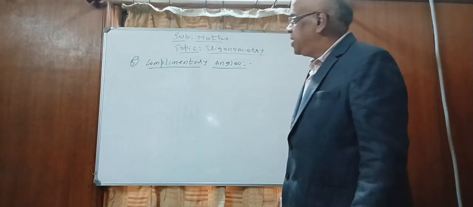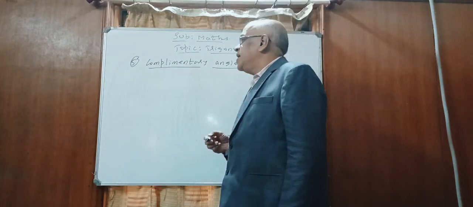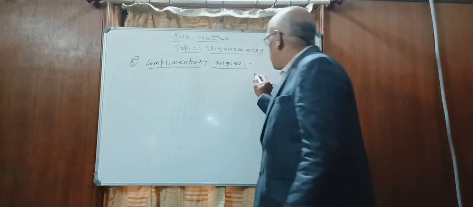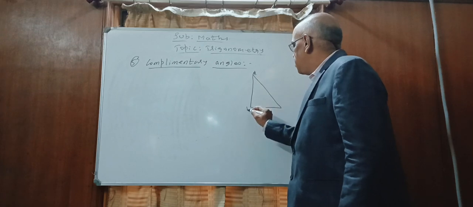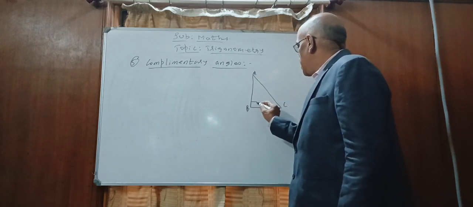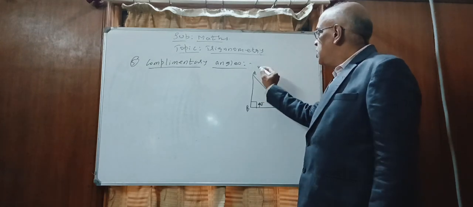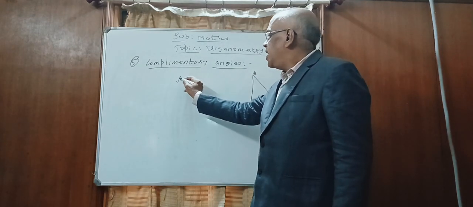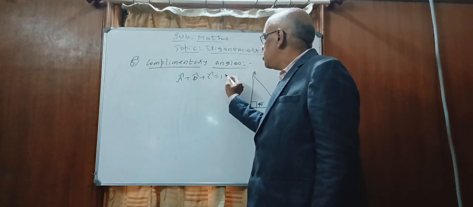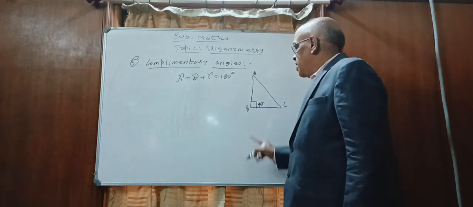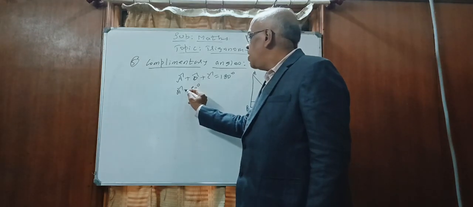Complementary angles. Now, dear student, you already studied this in lower class. What are complementary angles? See, again I draw a diagram: triangle ABC, B is a right angle. Angle B is how much? 90 degrees. Now, we know the angle sum property. Angle A plus angle B plus angle C is equal to how much? 180 degrees. Now, what is the value of B? B is 90 degrees.